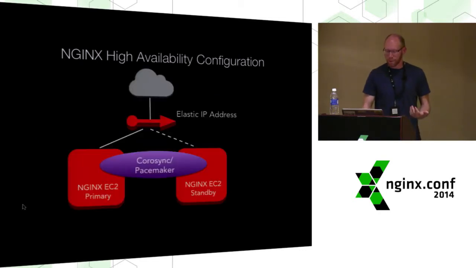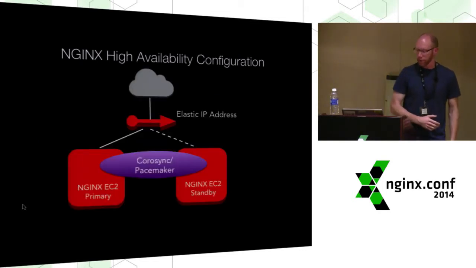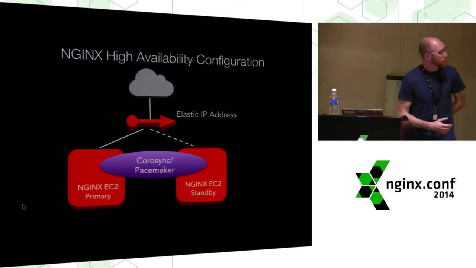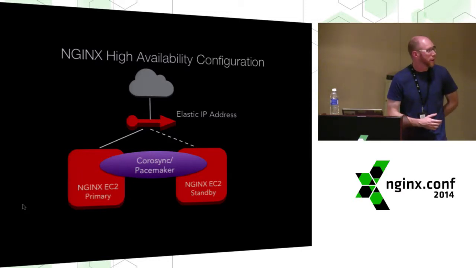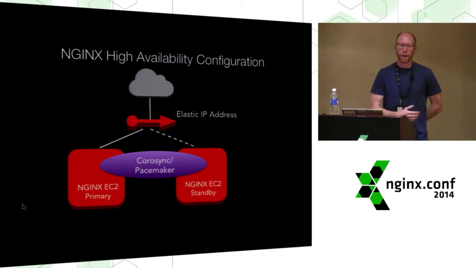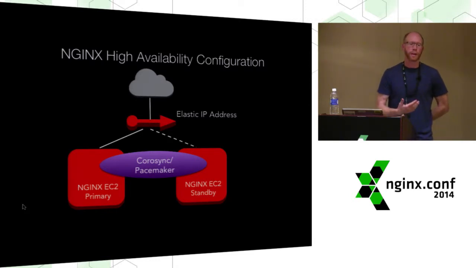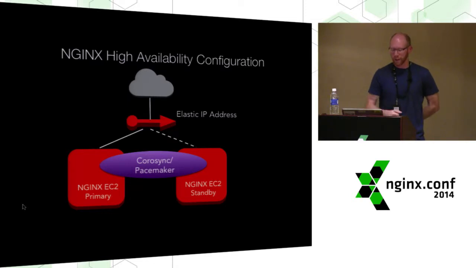So this is just a representation of what it looks like. You've got your traffic coming into the elastic IP address, pointing to a primary instance. Corosync and Pacemaker are managing what's going on in there, and that dotted line represents where traffic will be routed if the primary is ever detected as being unhealthy or unreachable by Corosync and Pacemaker, and it would switch the elastic IP address over to that standby.